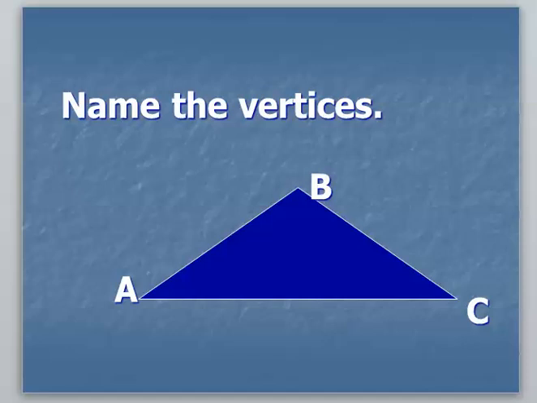This slide says name the vertices. The vertices are the points where the segments meet. So we have point A, point B, and point C. Vertices are where the sides or the segments meet.